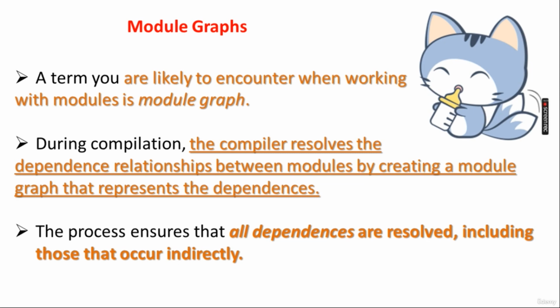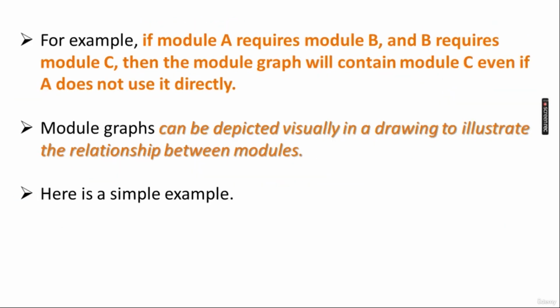During compilation, the compiler resolves the dependency relationships between modules by creating a module graph that represents the dependencies, like which module is dependent upon which module. Okay, so that will be represented in a graphical representation. The process ensures that all dependencies are resolved using that module graph, including those that occur indirectly. So direct dependencies or indirect dependencies, both are included in that particular module graph. That will tell you the relationship between modules, which module is dependent upon which module.